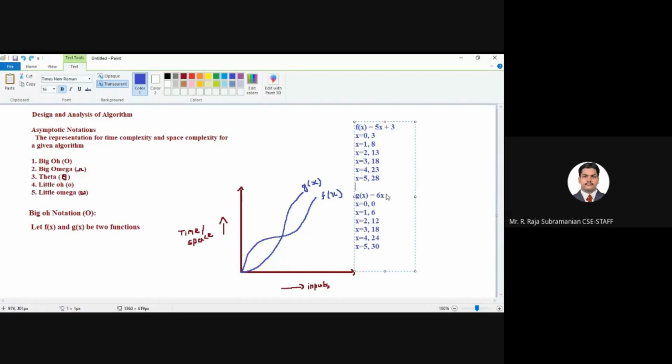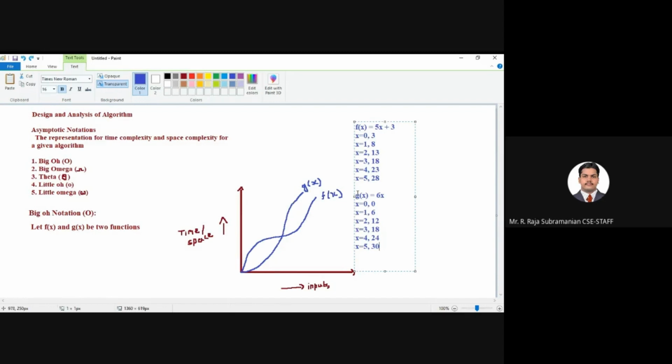Before doing any of these things, we had f of x and g of x alone, two functions. On substituting the input values x is equal to 0, 1, 2, and so on, at x is equal to 3 I found that both are intersecting. Do you agree on that? Yes, sir. After that particular point, what happens? We know that g of x trespasses f of x and they will not meet.